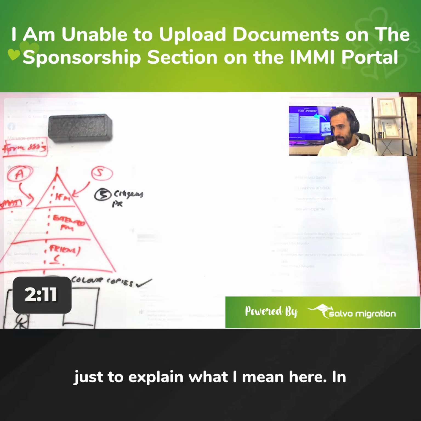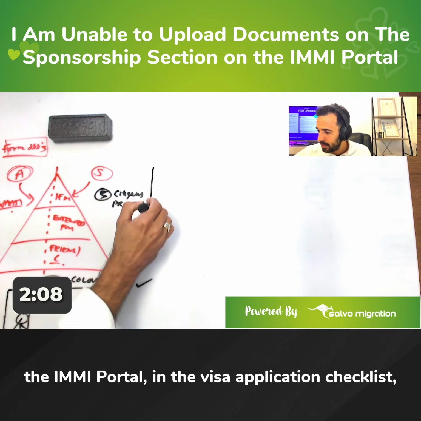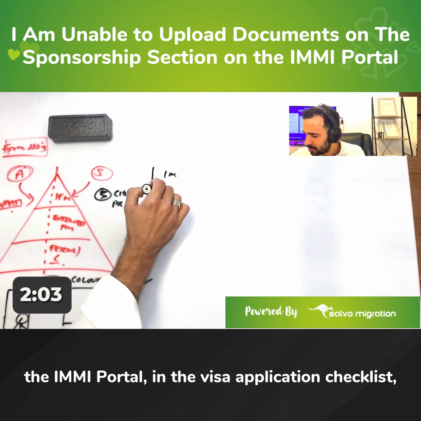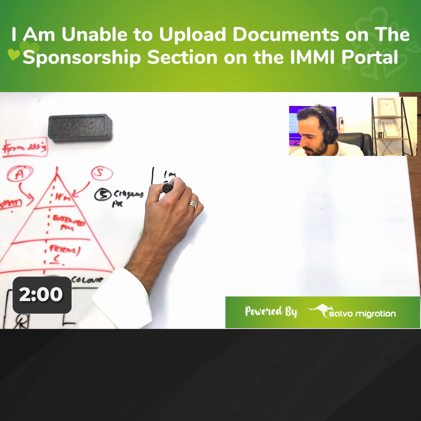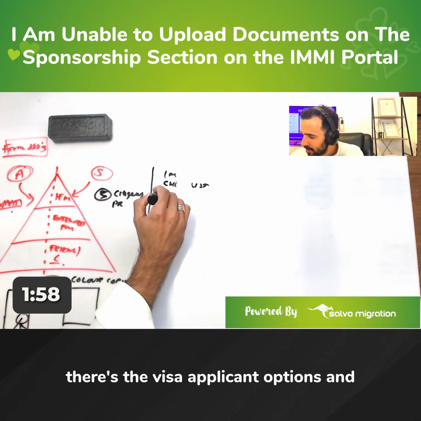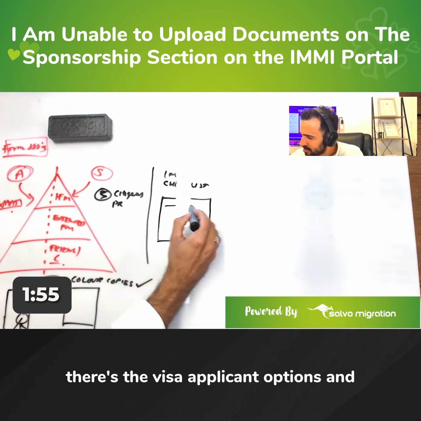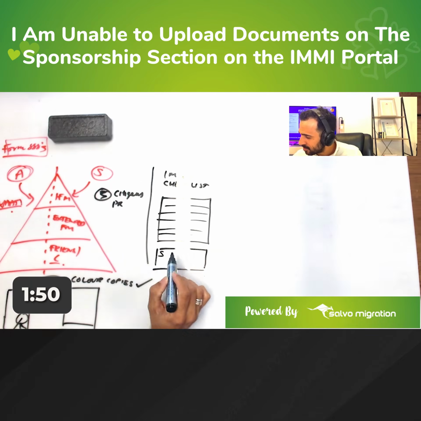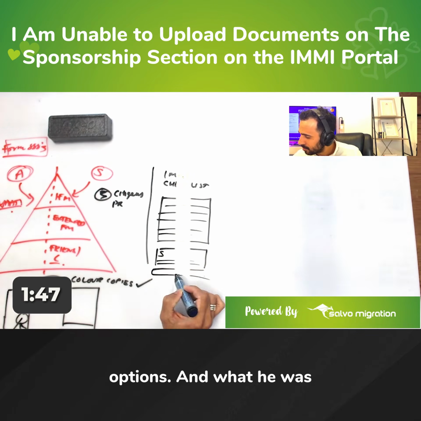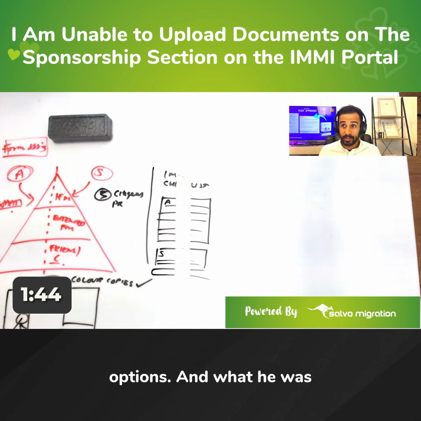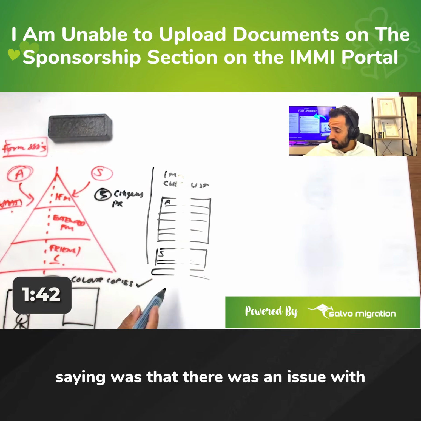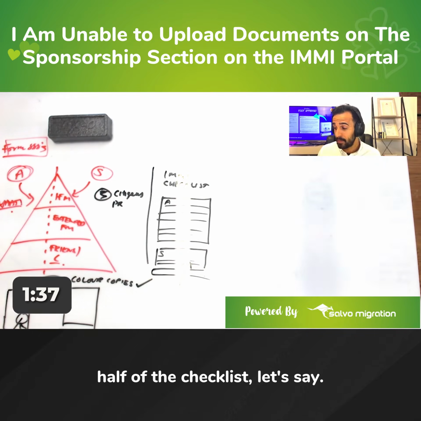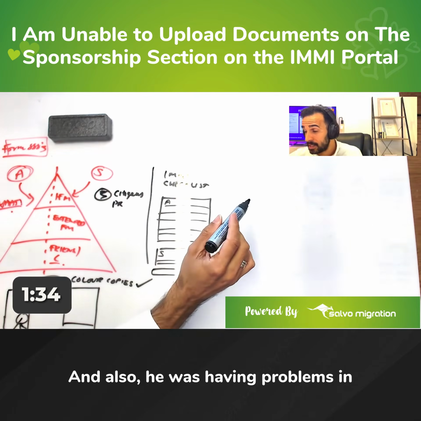Just to explain what I mean here, in the IMMI portal, in the visa application checklist, there's the visa applicant options, and then you see that there's also the sponsors options. And what he was saying was that there was an issue with trying to upload documents here to the sponsors half of the checklist, let's say, and also he was having problems in the sponsorship form.